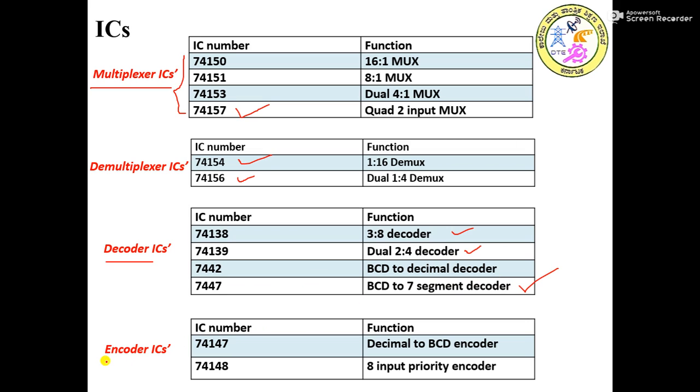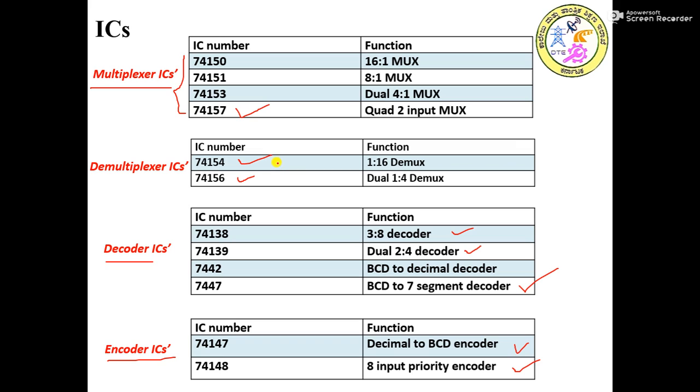Then we will list the different encoder ICs as well. 74147, that is a decimal to BCD encoder, and 74148, that is an 8 input priority encoder. So we will be using all these ICs in our laboratories, and we will be doing the experiments to verify their functionalities according to the truth tables.